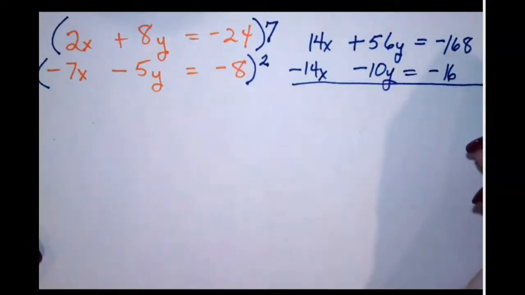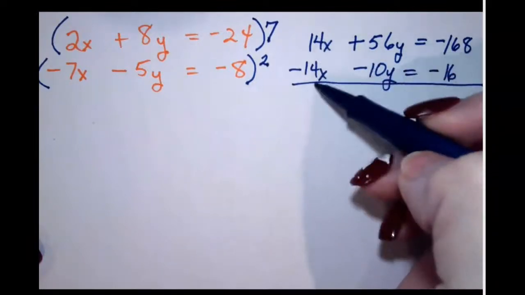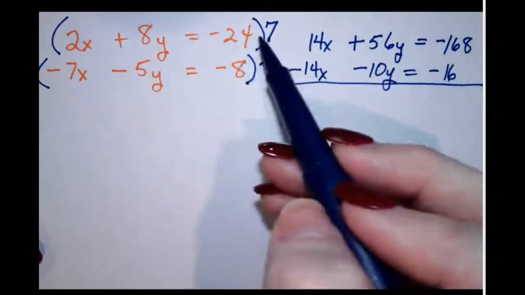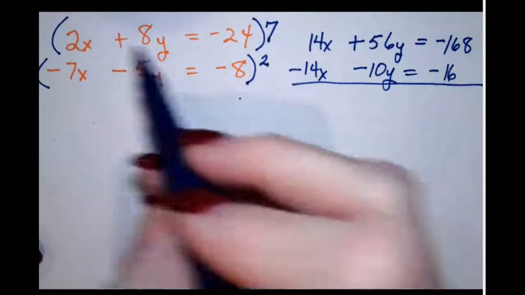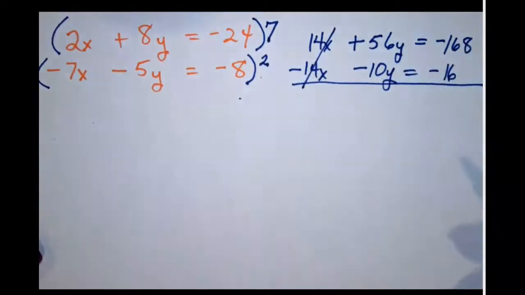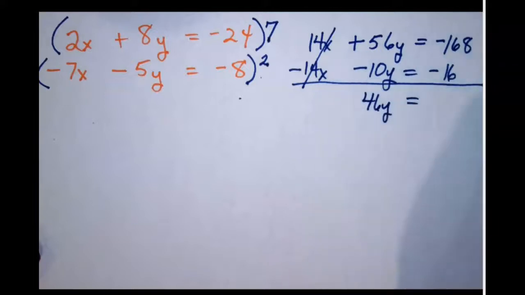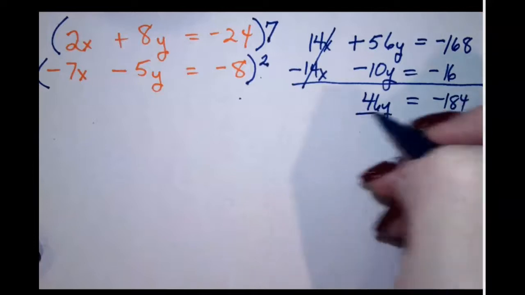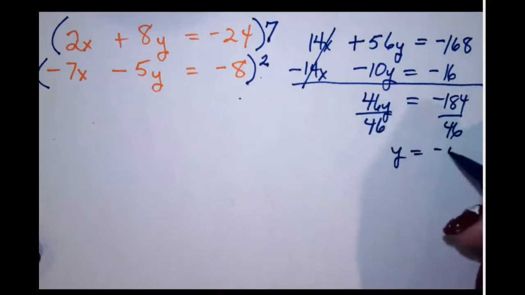So this time, when I add, do you see how the 14x and the negative 14x, now they cancel? Because I multiplied by the opposite. I multiplied all of this by 7. I multiplied all of this by 2. So that the x's canceled. Now I have 46y is equal to negative 184. Divide, divide, divide. y equals negative 4.